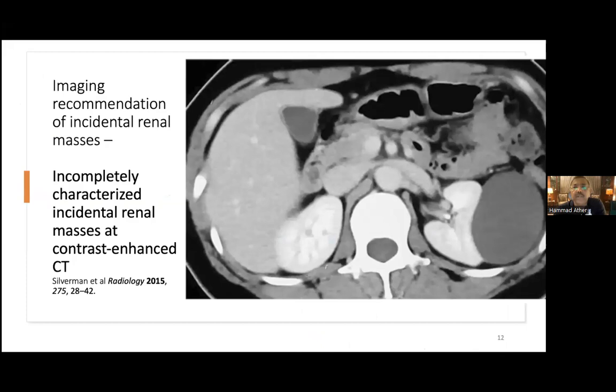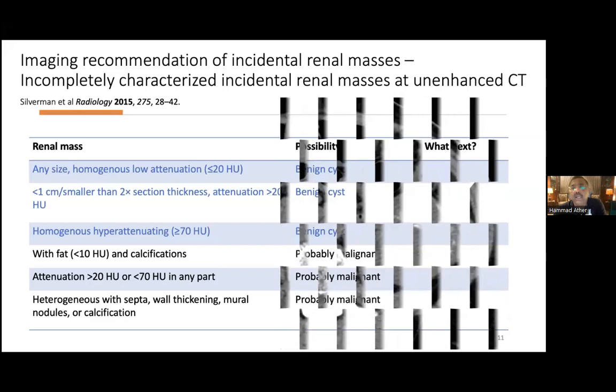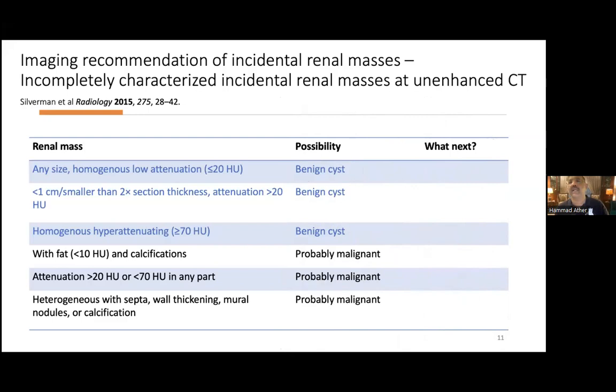However, if you have a lesion identified on non-contrast CT with fat, less than 10 Hounsfield unit, and calcification, maybe something like this, attenuation greater than 20 or less than 70 in any part, and heterogeneous tumor with septa, wall thickening, mural nodules, or calcification, these are likely to be malignant tumors, and they should be further investigated according to the protocol that we have just talked about.